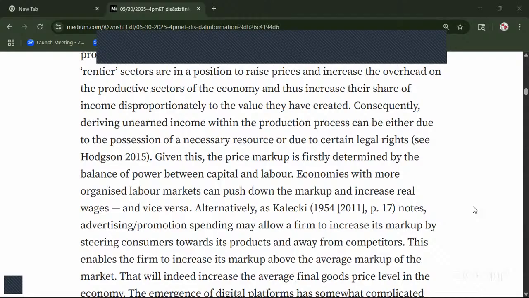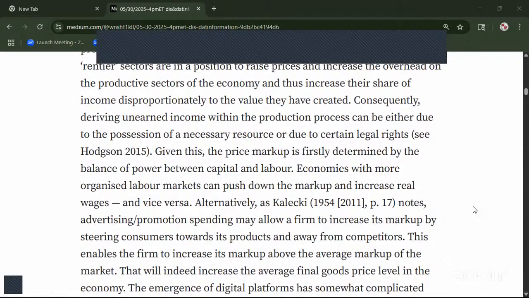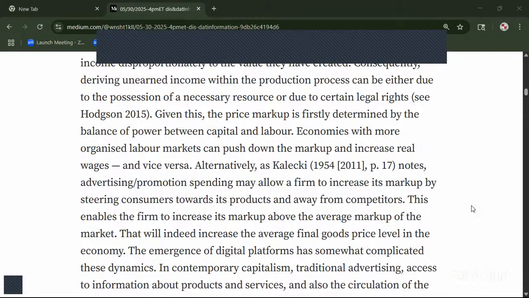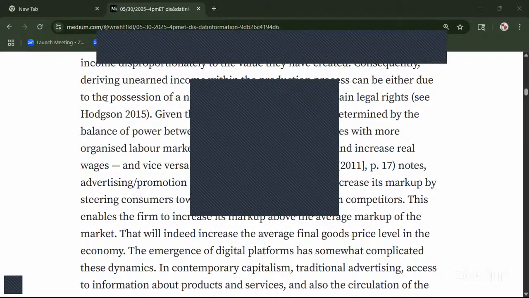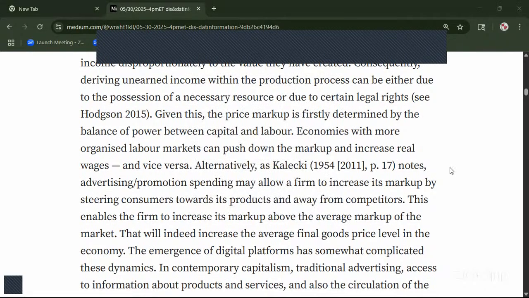Alternatively, as Kalecki notes, advertising promotion spending may allow a firm to increase its markup by steering consumers toward its product and away from competitors. This enables the firm to increase its markup above the average markup of the market. That will indeed increase the average final goods price level in the economy.